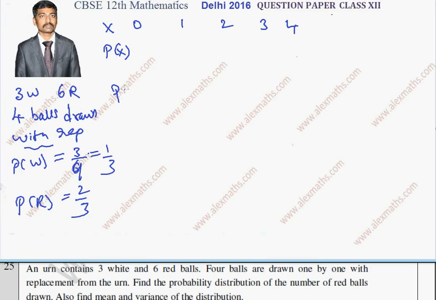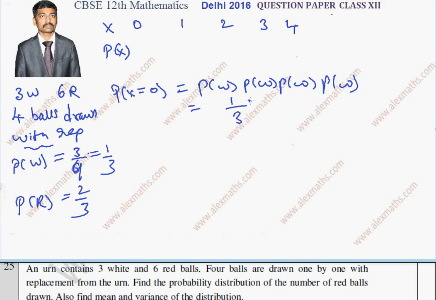Now coming to the calculation, when P of x is equal to 0, all the 4 are not red. It means all the 4 are white. So P of W into P of W into P of W, 4 times I have to put. By putting the value of 1 by 3 everywhere, I will be getting 1 by 3 whole power 4, which is 1 by 81.